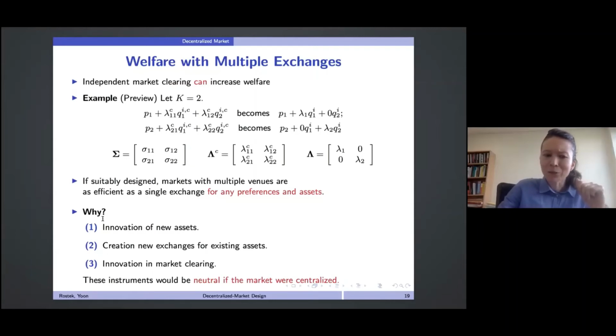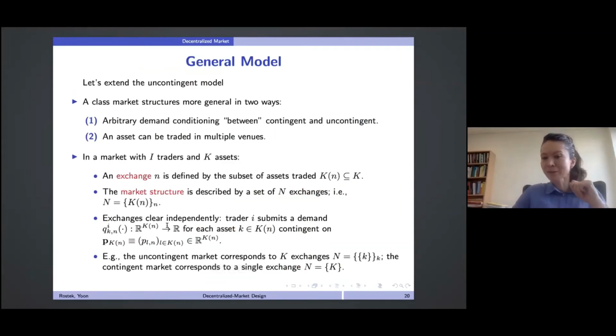Okay, so we investigate these different instruments in separate papers. I'll try to summarize the main points, but first, let's extend the uncontingent model in two ways to accommodate modular market structures and various types of innovation. Okay, so first, let's allow for arbitrary restrictions on demand conditioning between contingent and uncontingent. So now the demand for each asset can be a function of any subset of prices.